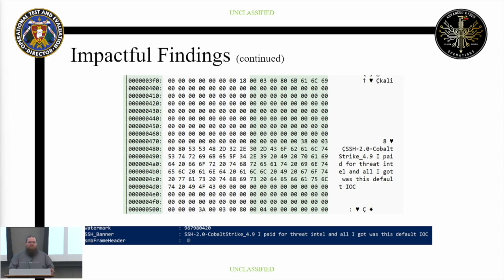So this is one of the examples of the impactful findings. This is from Cobalt Strike's SSH payload. I don't know if everyone can read it, but by default, if you're not paying attention, it says, "I paid for threat intel and all I got was this default IOC." So it's a good indicator that if you're not being careful, this is what's out there that defenders can find and see, that the red teams may not be aware of.